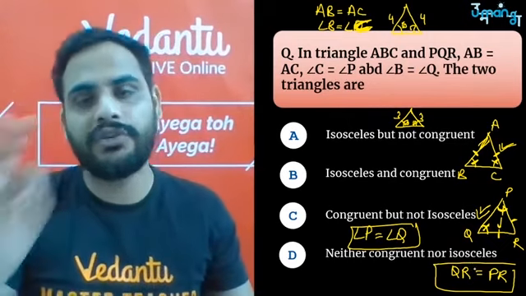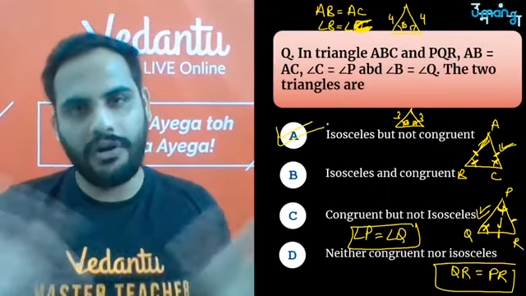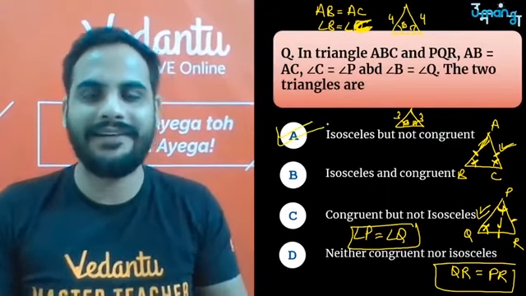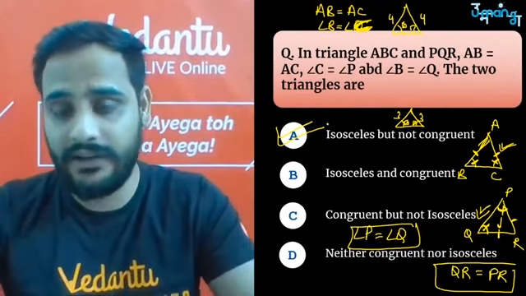I can say that they both are isosceles. So the correct answer will be isosceles but not congruent, because we cannot say that, right? So it's all about going into the details. Okay, so it was a very good question.